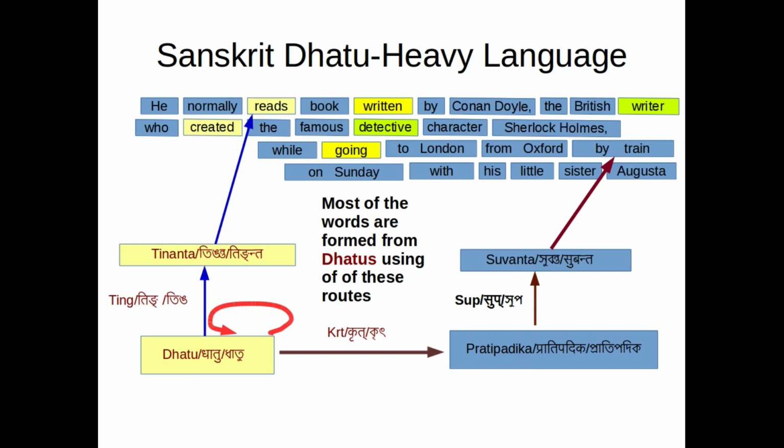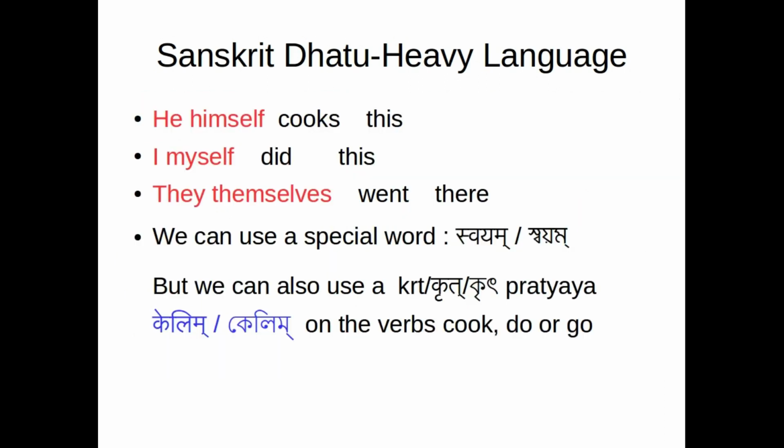and we have to learn Sanskrit grammar to understand this mechanism. I will give some examples of why I said Sanskrit is a dhatu-heavy language. Let's look into the example given here. He himself cooks this. I myself did this. They themselves went there. We can use a special word in Sanskrit, swayam, to describe the concept of himself, myself, or themselves.